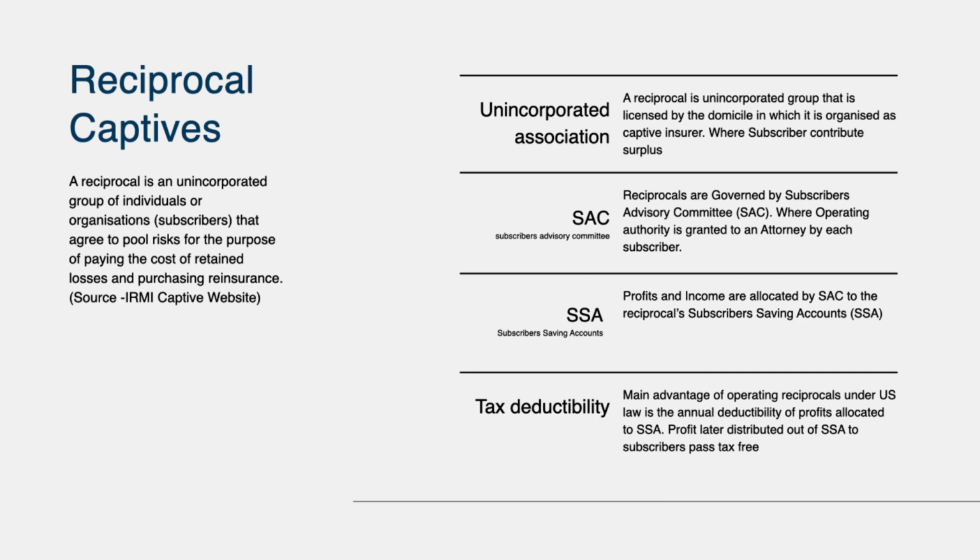Any income or profit generated by reciprocals is allocated by the SAC to the Reciprocal Subscriber Savings Account, that is SSA. The main advantage of why organizations want to cover themselves with a reciprocal organization is the tax deductibility of profits which are allocated to the SSA. These profits which are distributed to the SSA are later passed on tax-free to the subscribers.